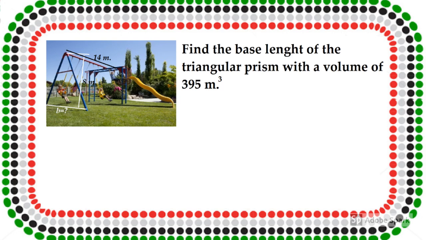If the base length of the triangular base is unknown, the volume is 395 meter cube, the height of the prism is 14 meters, and the height of the triangular base is 8 meters. Let us find out the base length. The same formula will always be used. V is equal to capital BH. If you are going to put the area of the base in detailed formula, it will become V is equal to 1/2 base times height of the triangular base times height of the triangular prism.